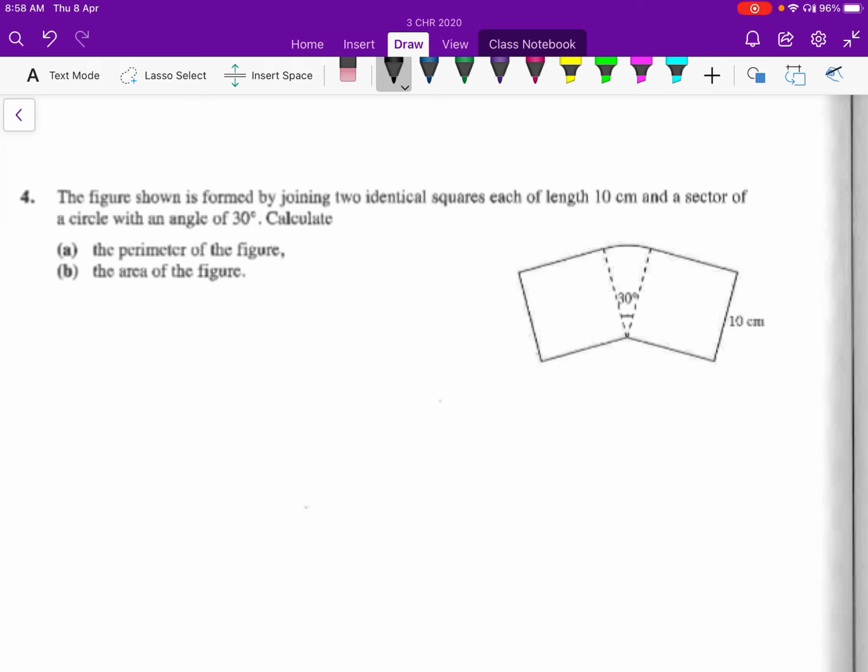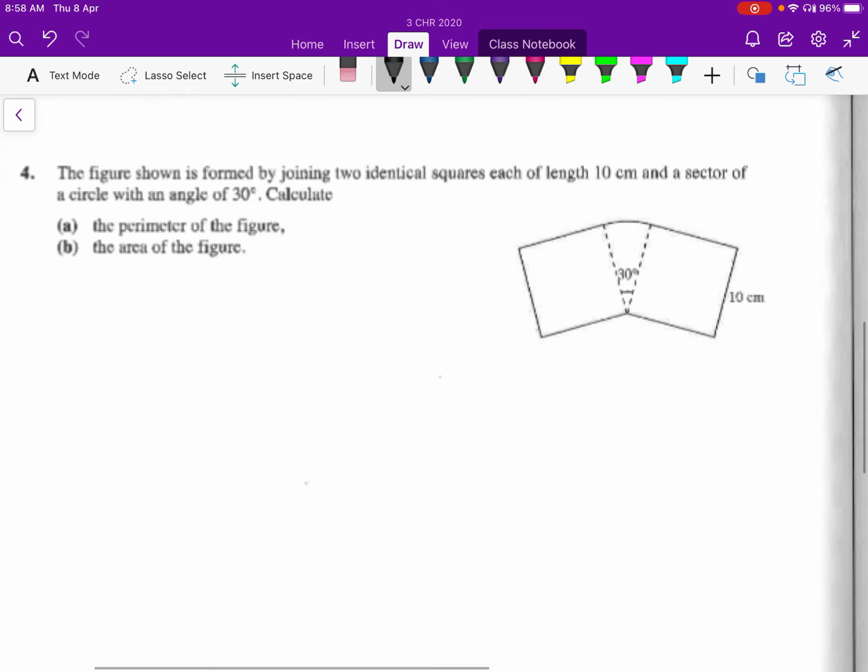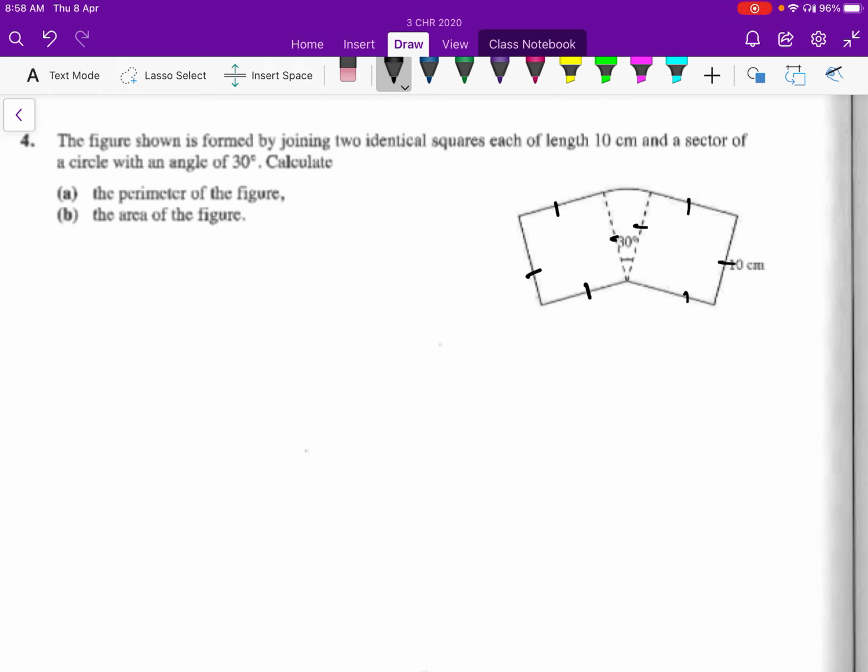Okay, we'll finish up with the last question for today. One last question, question 4. So here we have a figure made by joining two squares, each side 10 cm, and a sector with angle 30 degrees. Find the perimeter. Outline the perimeter.